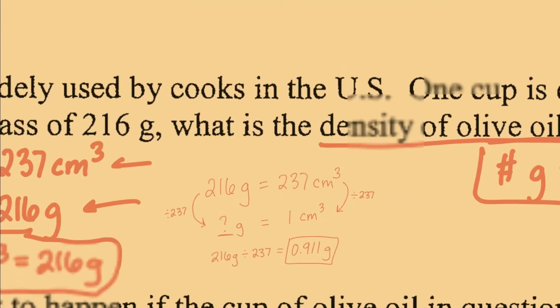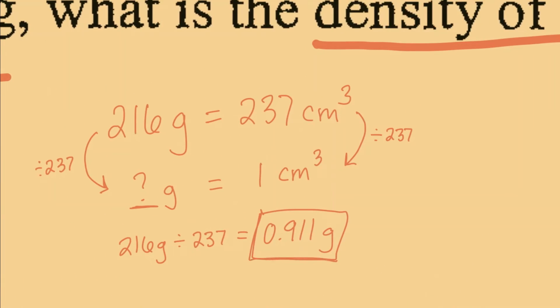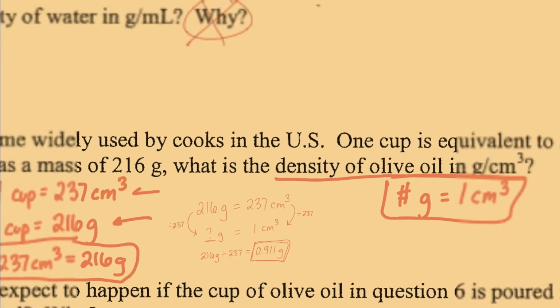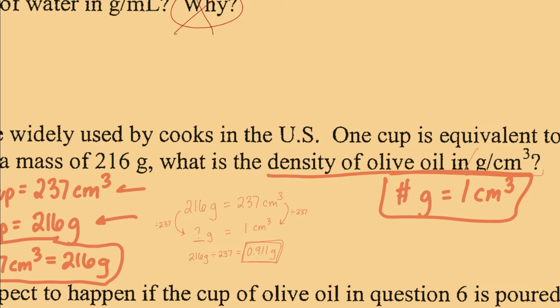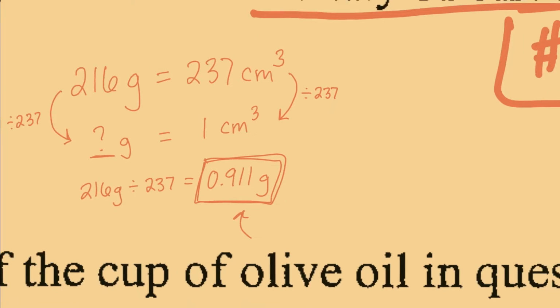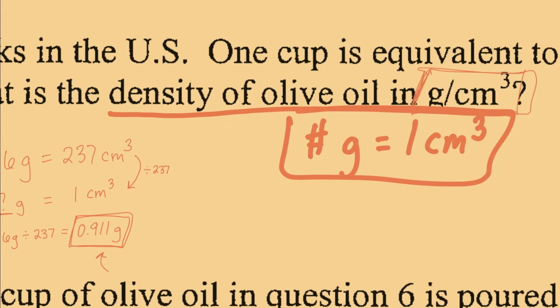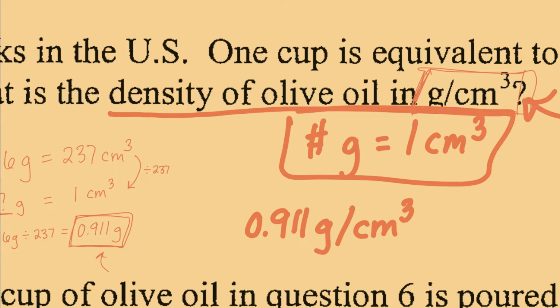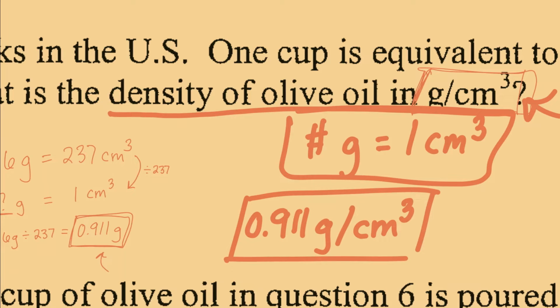Let's make sure that we put our answer in the right unit though, right? Right now I have it as 0.911 grams, but remember it's asking us for the density in grams per cubic centimeter. So if you were to report this as your final answer on a quiz, you actually would be marked wrong because it's specifically asking for the density in grams per cubic centimeter. So my final answer should be written like this. There we go.